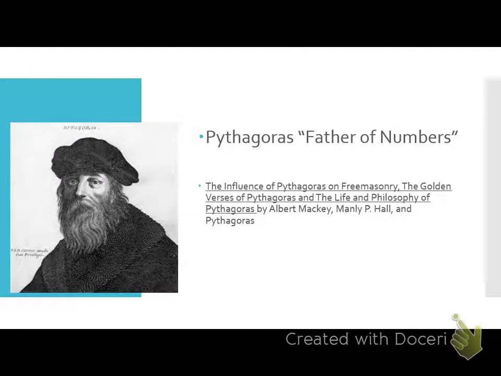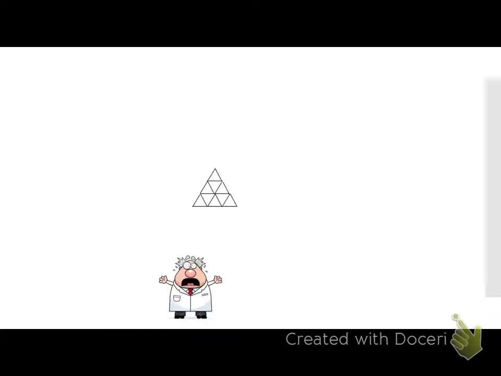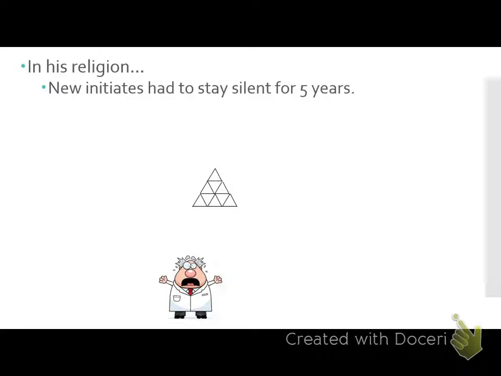Everything that I tell you is from a textbook. I tell you this because students have questions every year about the certain things that he made up. I am taking everything from a book, and I'll show you. So like the first thing, in his cult, or in his religion, if you will, new initiates had to stay silent for 5 years. That was their first requirement.